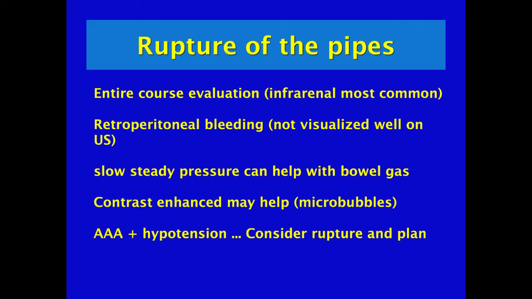So remember, what's important is the entire course evaluation. Infrarenal are the most common aneurysms, and if you just measure the thoracic abdominal aorta, you may miss most of these. Retroperitoneal bleeding is not visualized well on ultrasound. Slow and steady pressure can help with the bowel gas.